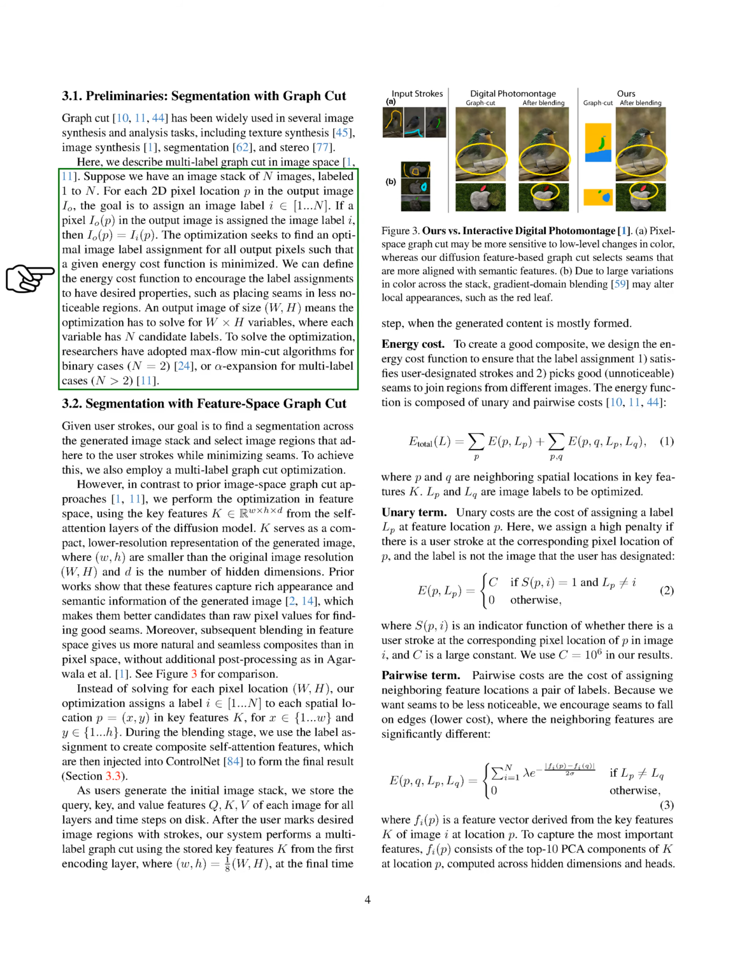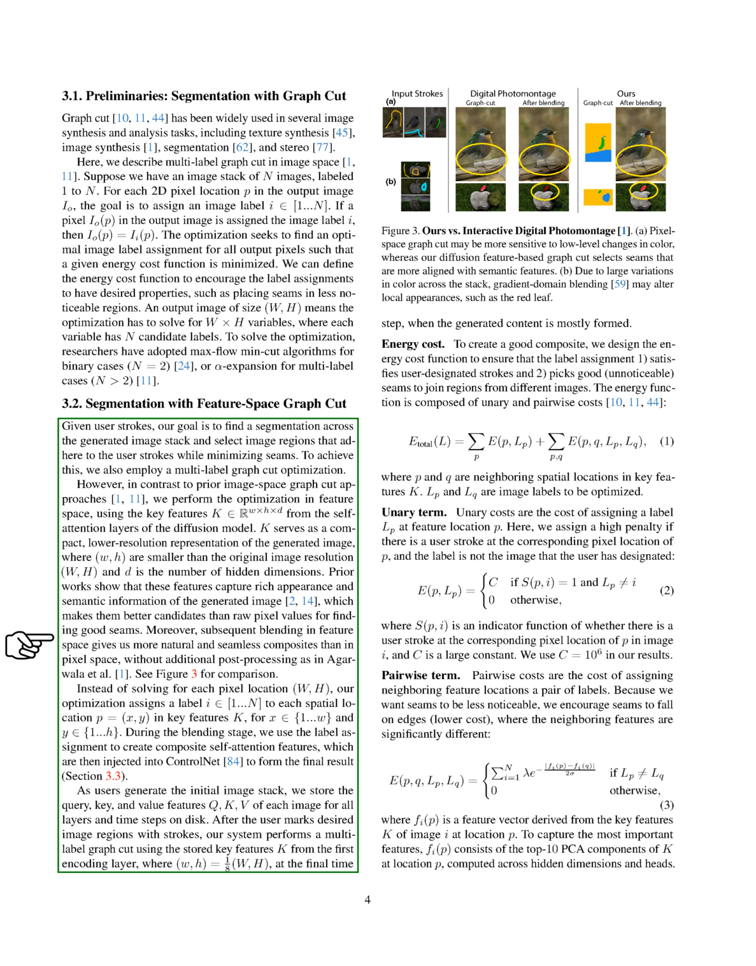The optimization process aims to find the best label assignments that minimize a defined energy cost function, which encourages seams to be placed in less noticeable areas. For our feature space graph cut, we utilize user strokes to find a segmentation that aligns with these strokes while minimizing seams. Unlike traditional methods, we perform the optimization in feature space, using key features from the self-attention layers of the diffusion model. These features provide a compact representation of the generated images, capturing rich appearance and semantic information, making them more effective for seam detection than raw pixel values.